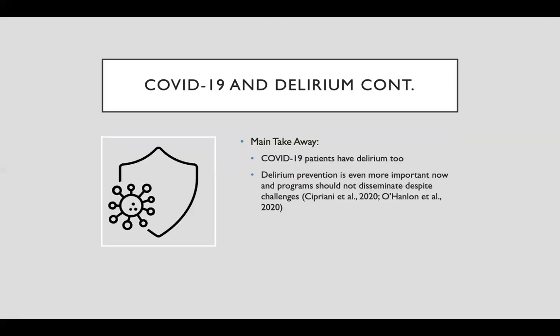And so I think some of the main takeaways from the literature and from the information in the previous slide is that COVID-19 patients have delirium too, which means that there is a need for continued delirium management with these patients. We should use the existing literature to advocate for the appropriate delirium management measures to be taken with the COVID-19 population. Delirium prevention is even more important now, and programs should not disseminate despite challenges with COVID-19. And I personally am so glad that things like delirium rounds are coming back because delirium is so prevalent even now, and we should be continuing to manage and prevent it.